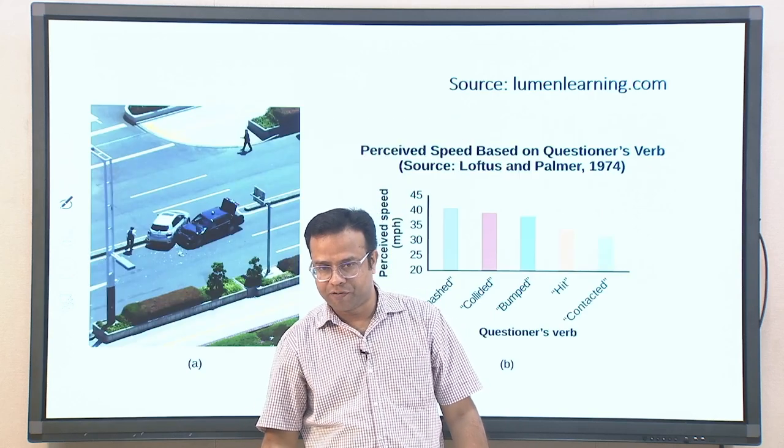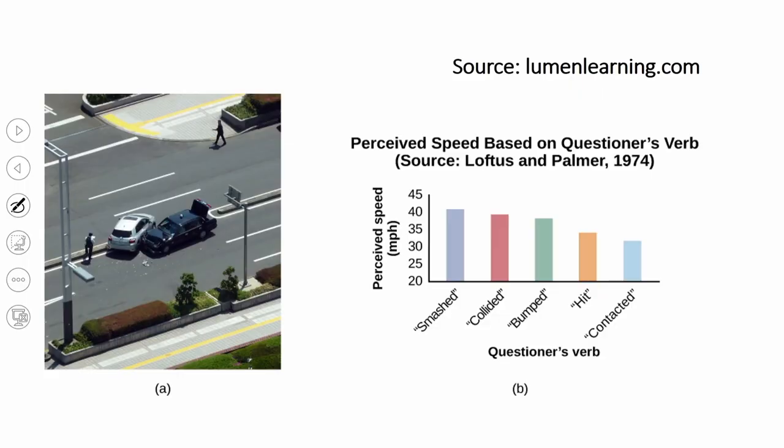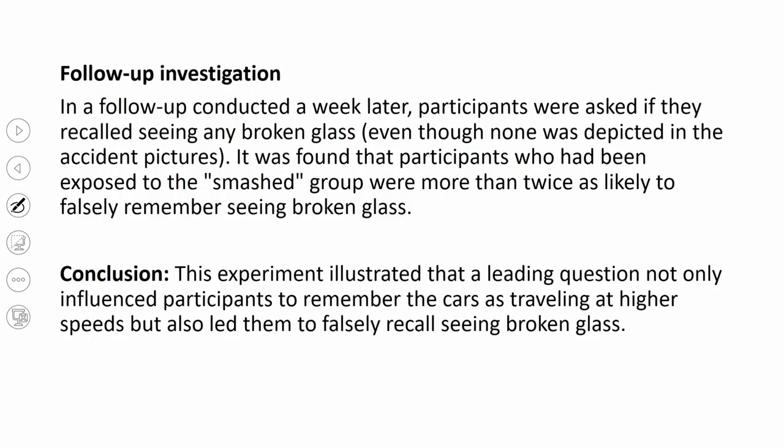So, a film was shown. This is a static image here, but they were shown a film, and then you can see what this was. When the word smash was used, the estimated speed was highest, and when the word contacted was used, the estimated speed was the lowest. So, they did a follow up experiment on this, with the same participants.